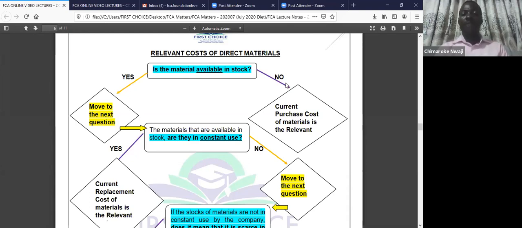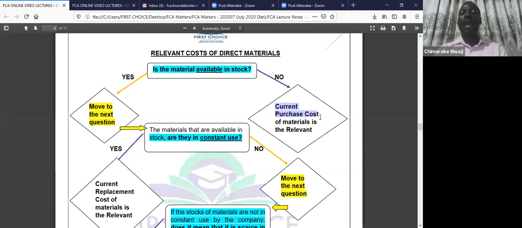Assuming it is not available in stock, that means you want to make cake or bread and you need flour, and you go to the store and you see that there is no flour in the store. What do you need to do? You need to go and buy the flour at the current purchase cost. So you don't look at it and say, how much did I buy it last time? How much you bought it last time may change, except if it doesn't change, then fine.